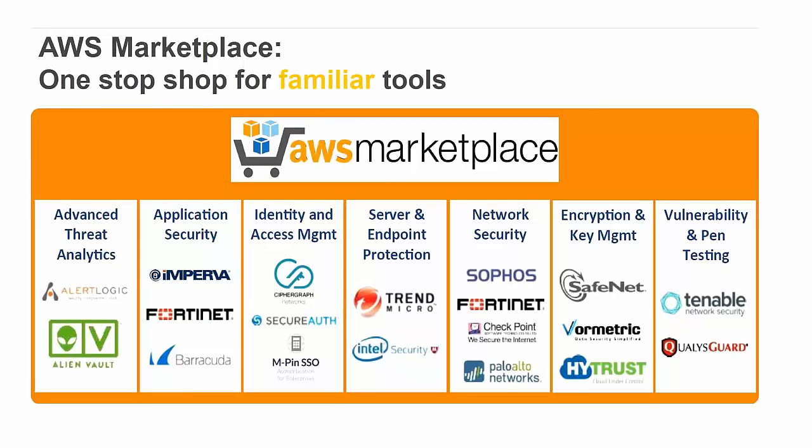AWS, of course, is not only providing tools and services, and not only a code of conduct, but we also have a lot of partners on our AWS Marketplace, which provide services and tooling which help to address the GDPR. So in the area of advanced threat analytics, application security, identity and access management, server endpoint protection, network security, encryption, key management, as well as vulnerability and pen testing. So all these partners help to address requirements like data access control, monitoring of data processing, encryption, so implementing adequate security measures to protect personal data. They all help you to address the requirements of GDPR.